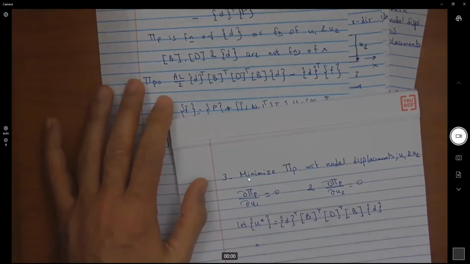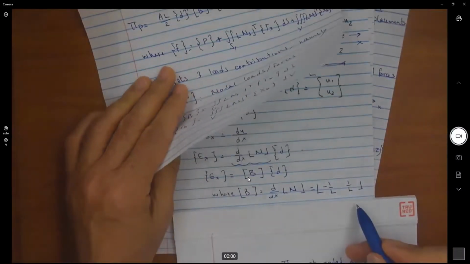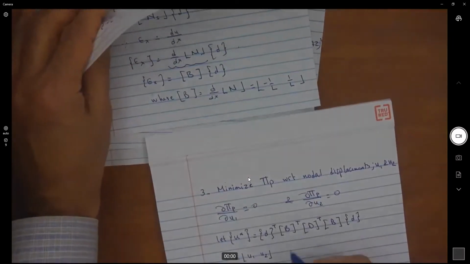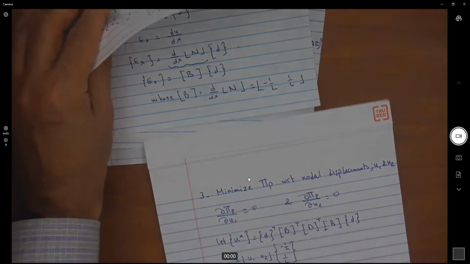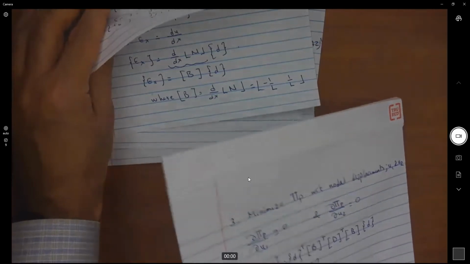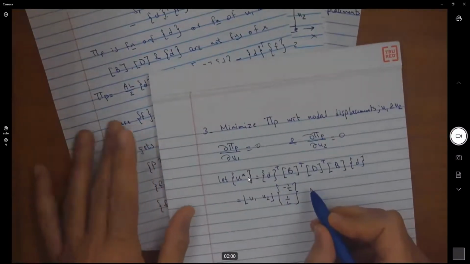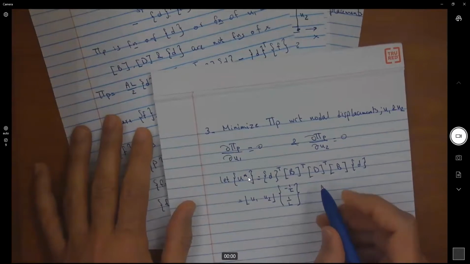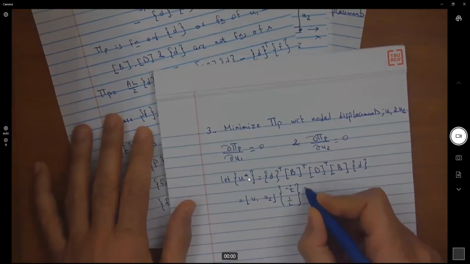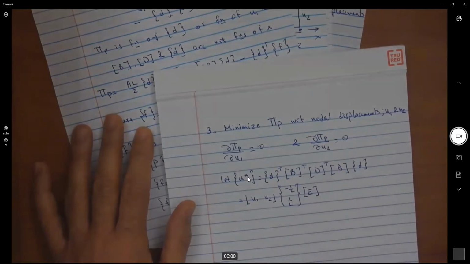Now let's substitute here a few things. For this D transpose, I'm going to get a U1 and a U2. For B transpose, here is B, right? So when I transpose B, I will get a minus 1 over L and 1 over L. And here is the earlier question about D. In this case, we said D is simply the modulus of elasticity. This is a one-dimensional element, so D is going to be a 1 by 1. So I'm simply going to put here E, sigma equal to E times epsilon x. Okay, does that answer the earlier question?